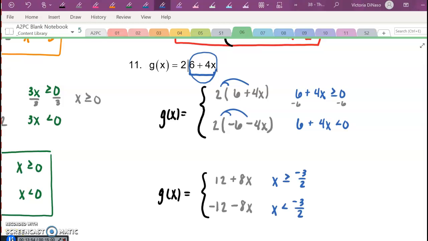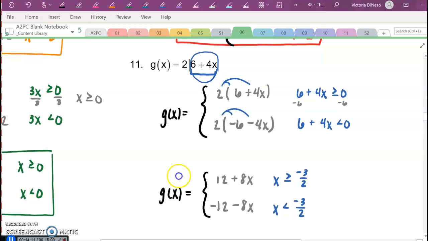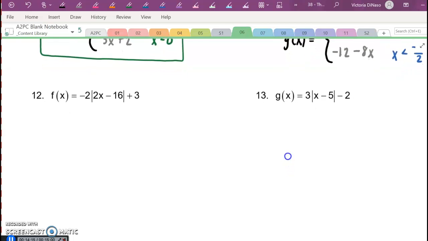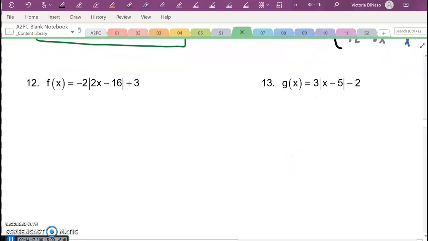So our final answer, we have g of x equals bracket 12 plus 8x for x greater than or equal to negative 3/2, and then on the bottom line we have negative 12 minus 8x for x less than negative 3/2. So again, those inequalities always the same number. Go ahead and pause the screen and try out numbers 12 and 13. When we come back, you'll go ahead and see both answers.